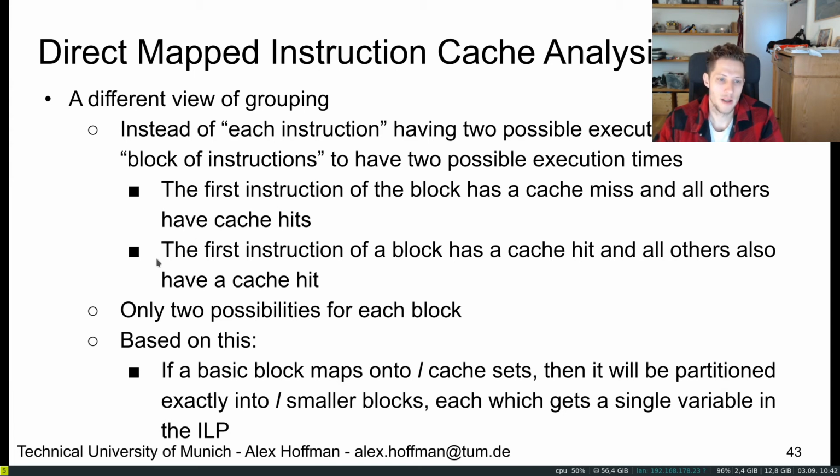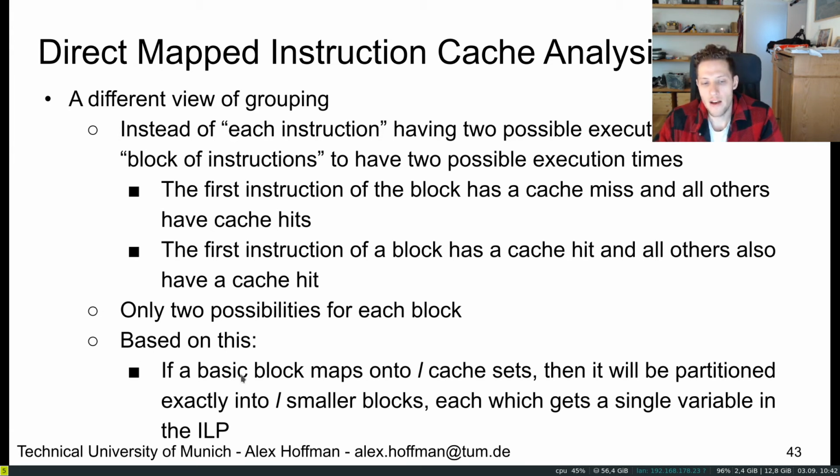Or the second possibility is that the first instruction hits and then the rest of them hit. So essentially all of the instructions except for the first will always hit, and it's purely based on whether the first instruction has a hit or a miss. So now we only have these two possibilities, and we also have very reduced complexity for all of the instructions except for the first, because we know what they're going to be.